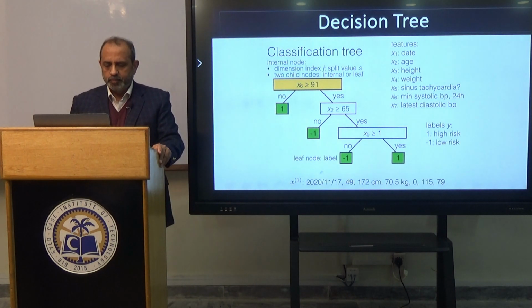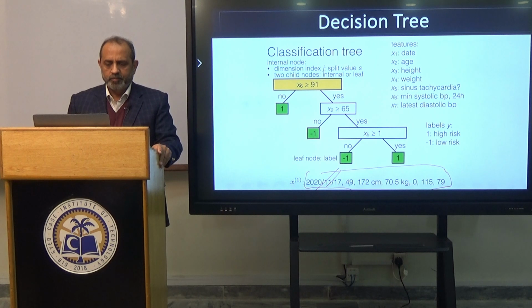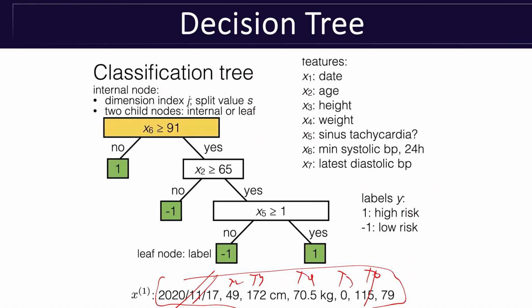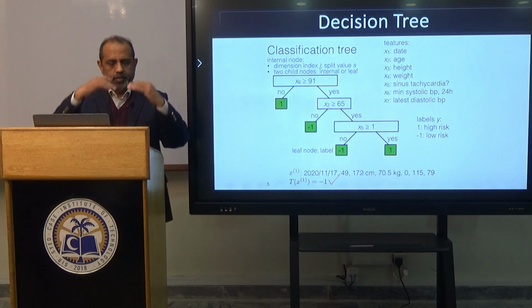Now you get a new data point, and you can run it through this. The date has no value, but you have x1, x2, x3, x4, x5, x6. Okay, so x6 is important. So you take this value and pass it through the tree, and the tree would tell you whether you are at high risk or low risk. Okay, because of the decision tree.